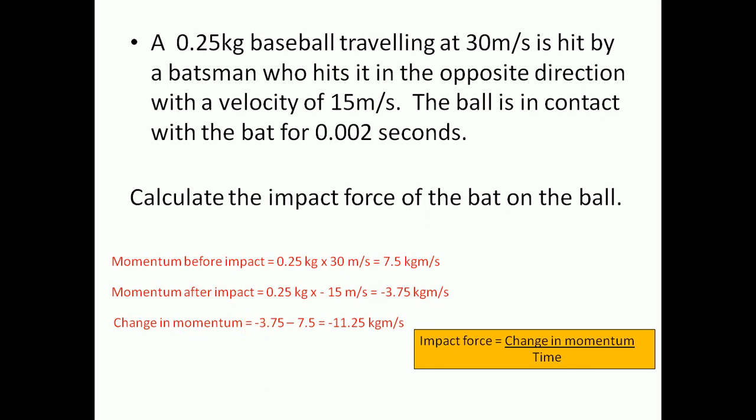So what we need to do, just to finish the equation off, is divide this by the impact time. And the impact time in this question is 0.002 seconds. So we divide our change in momentum by the time taken, and we can see that our impact force is minus 5,625 newtons.